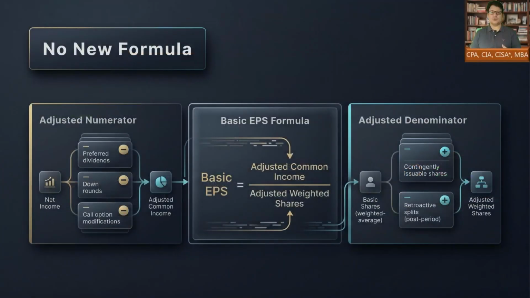There is no new basic EPS formula in this lesson. Basic EPS is still adjusted common income divided by adjusted weighted shares. What changes is the precision of the inputs. The numerator may need deductions beyond the standard preferred dividend case. The denominator may need contingent shares or retroactive split adjustments. Think of the formula as the same machine, but today we are cleaning the inputs before putting them inside.